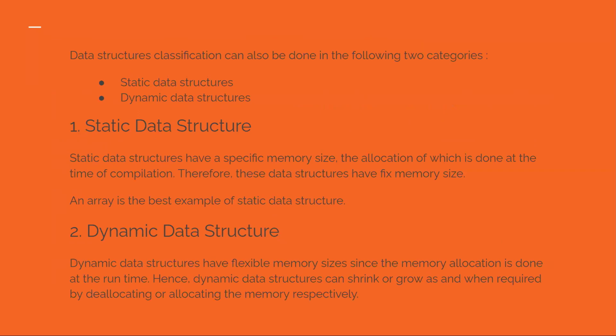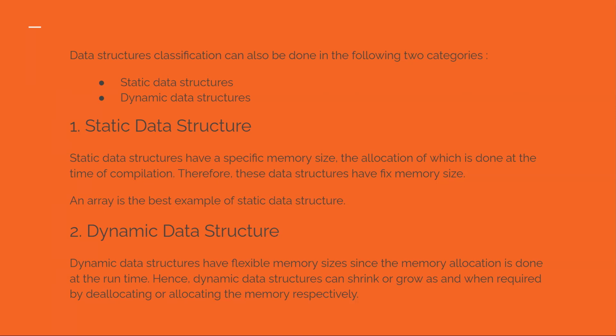Data structures classification can also be done in the following two categories: static data structures and dynamic data structures. First, static data structures have a specific memory size, the allocation of which is done at the time of compilation. Therefore, these data structures have fixed memory size. An array is the best example of a static data structure.